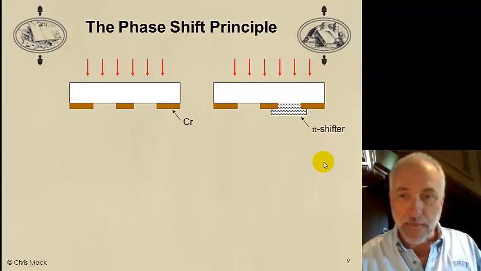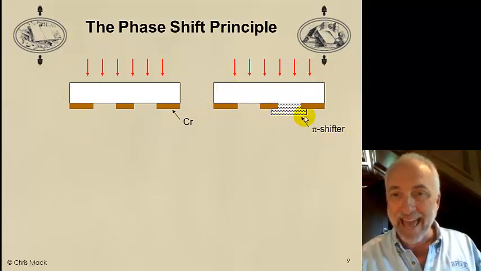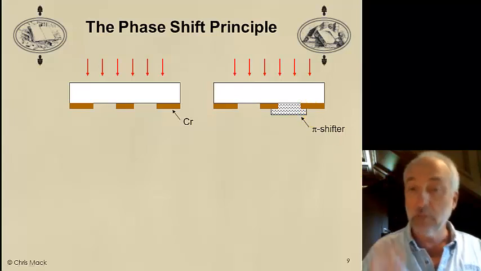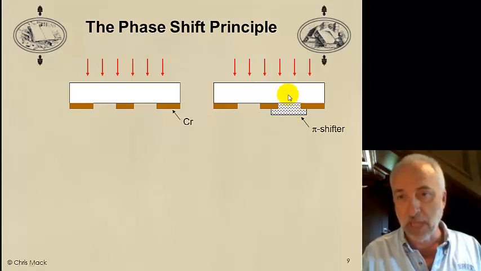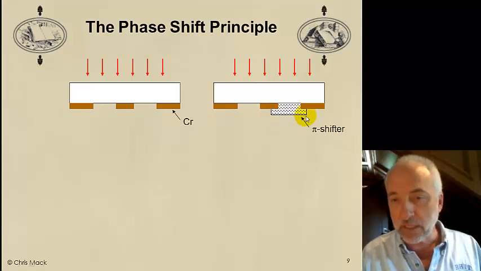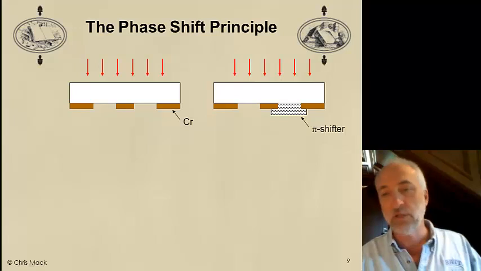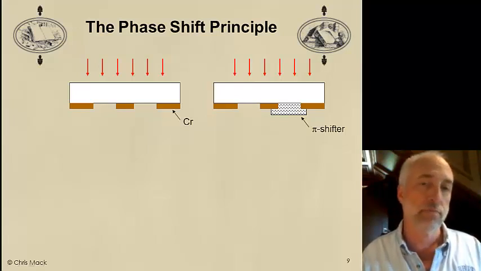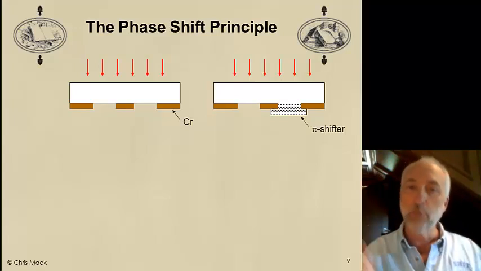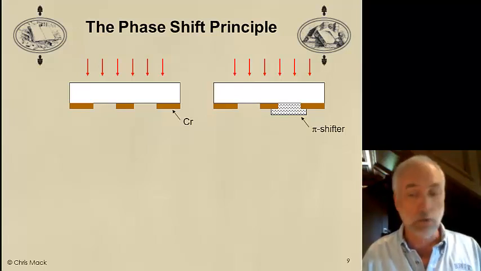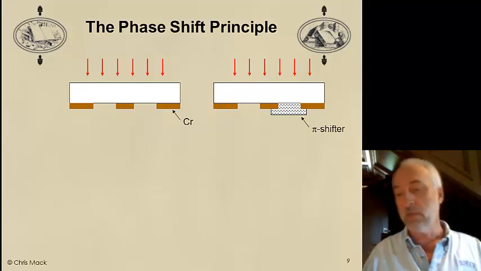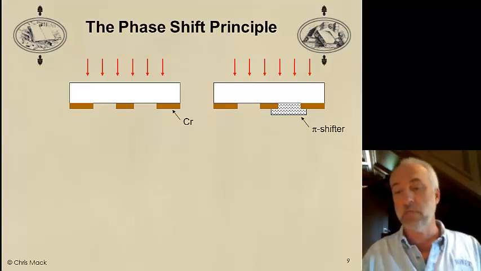Now, for my phase shifting mask, I'm going to simply add a region of glass on top. This glass will have the same refractive index as my blank, so we don't have to worry about reflections in here at all. But it will be adjusted in thickness to give exactly a pi phase shift, 180 degree phase shift. Now let's consider, when we illuminate this mask, what the resulting images are going to look like. Well, the first thing we're going to need to know is the mask transmittance.